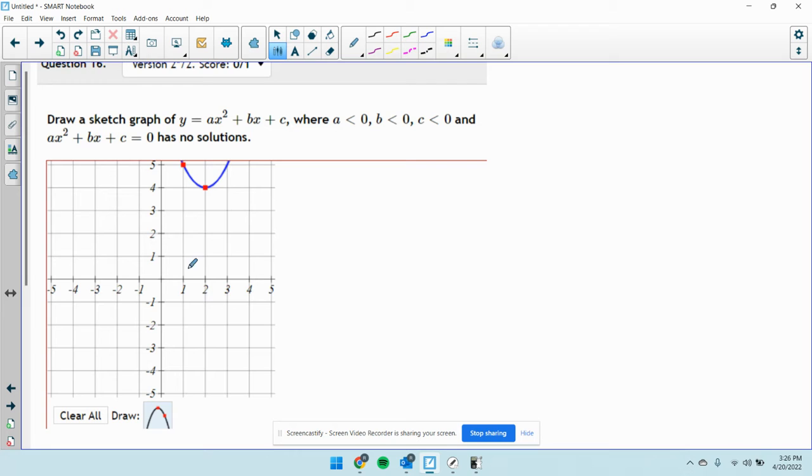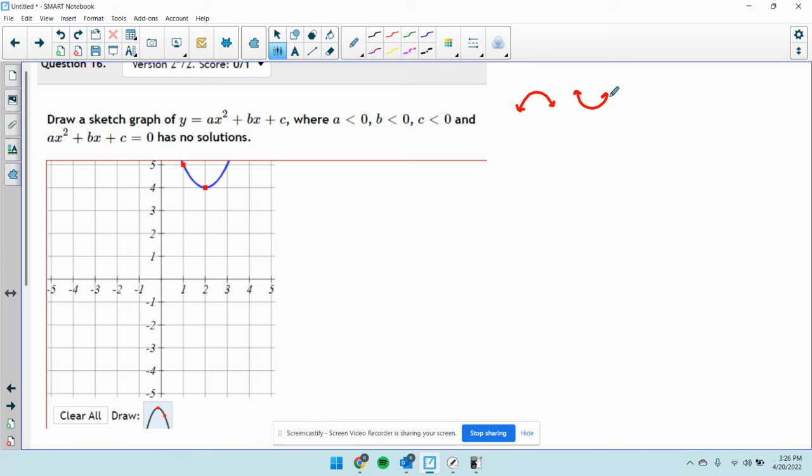Okay, if it had one solution, it would touch it. Two solutions, it would cross it twice. So what do each of these numbers tell us? Well, the a tells us basically is our graph going to be like a frown or like a cup. I always say up like a cup or down like a frown.